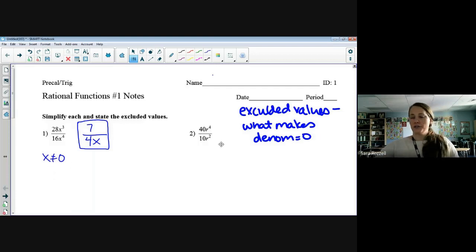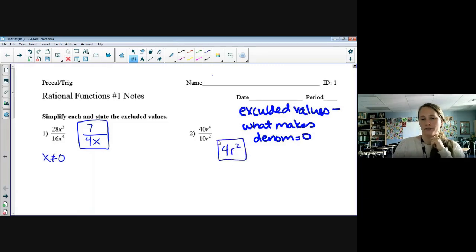All right, y'all try number 2 real quick on your page. So let's look at the 40 and the 10. 40 and 10 actually divide evenly, so that's just going to be 4, right? 40 divided by 10 is 4. Then we've got 4 r's on top, 2 on the bottom. So how many are canceling? 2 are canceling. There'll be 2 left on the top. So 4r squared is our answer. There's nothing left in the denominator, okay?